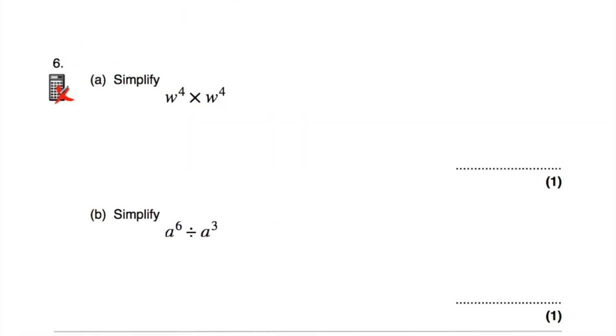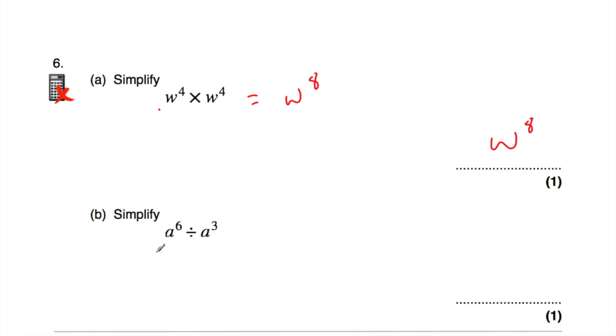Okay, let's have a look at our next question, question number 6. So question number 6a says simplify w to the power of 4 multiplied by w to the power of 4. So we're multiplying things with the same base, that means we add the powers. 4 plus 4 is 8, so the answer would be w to the power of 8. And again, we could check it, we could write out w times w times w times w times w times w times w times w, and then that'd be w to the power of 8. Okay, next, now we've got a division.